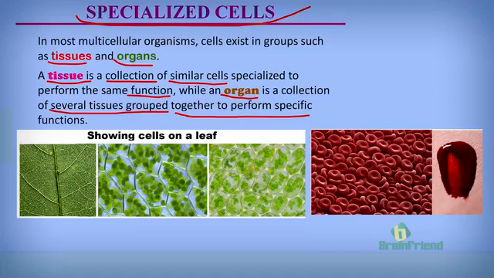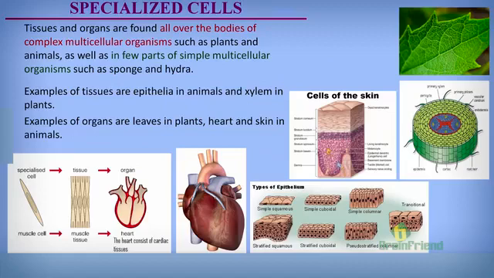Tissues are found in various multicellular organisms, as I mentioned earlier. They are found all over the bodies of plants and animals. Examples of tissues: a quick example is epithelial tissue in animals and xylem tissue in plants. Epithelial tissue is a protective tissue. It covers the surfaces of different parts of animals. While the xylem tissue found in plants is a transport tissue. It helps to transport substances from one part to the other of plants.